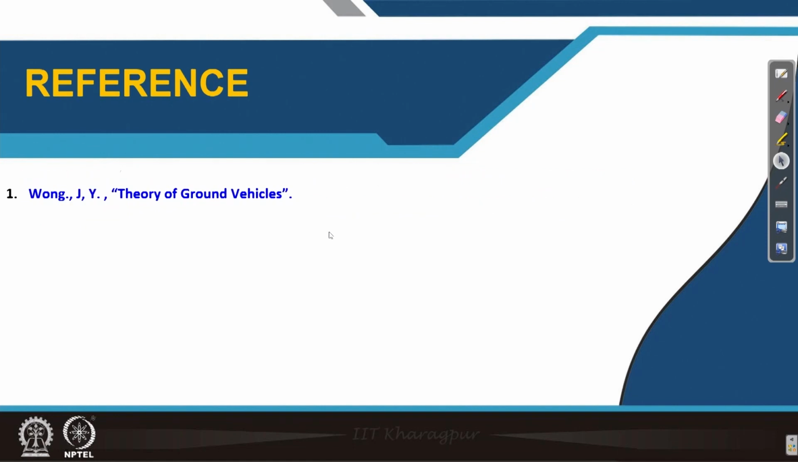The reference you can take is Theory of Ground Vehicles by J.Y. Wong.